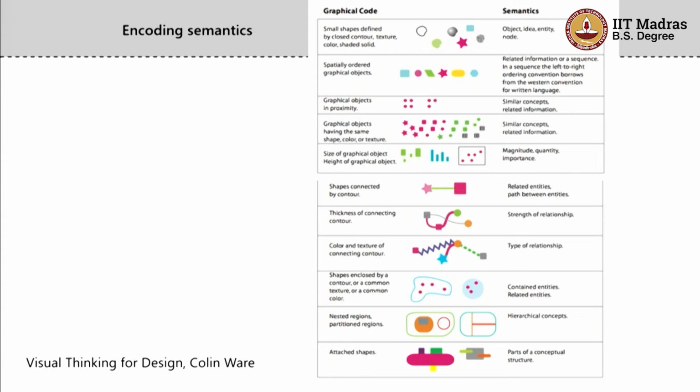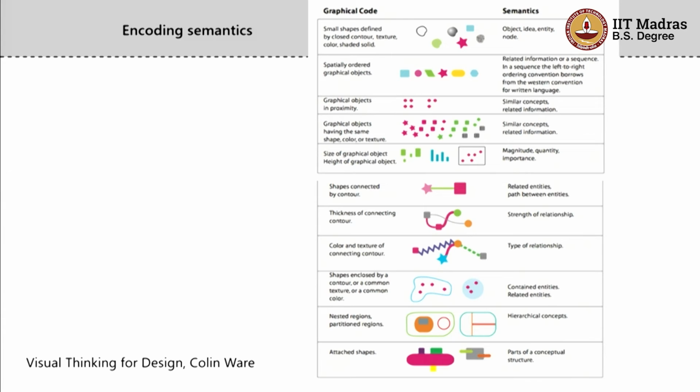Similarly, graphical objects in proximity mean a similar concept or related information, and graphical objects having the same shape or color mean similar concepts or related information. So you can achieve this either by shape or by proximity. Size of graphical objects: the height relates to the magnitude of whatever it is. Taller, higher, more fuel efficient, heavier.